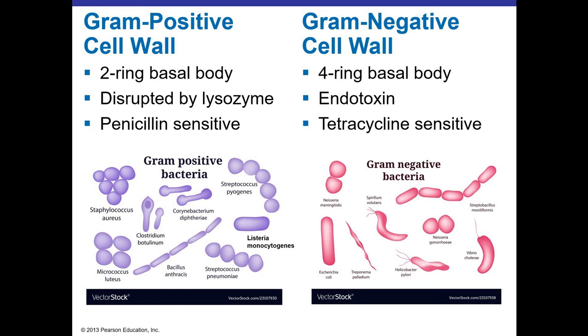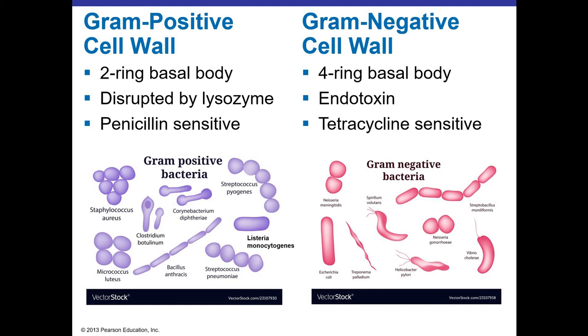So our gram-positive cell wall, 2-ring basal body for the flagella. Things that we'll look at is that the types of things like penicillin and lysozyme that disrupt peptidoglycan are going to be more effective against gram-positives.